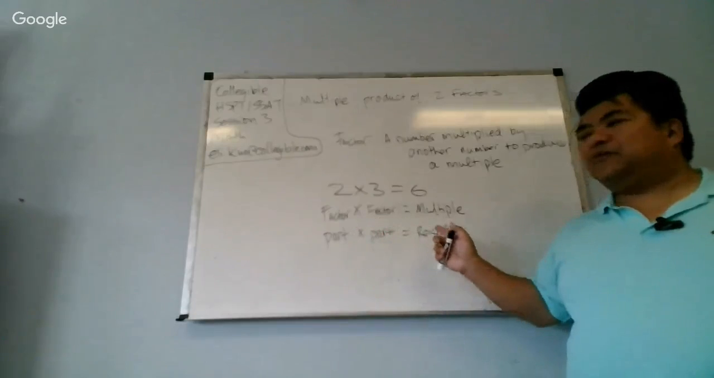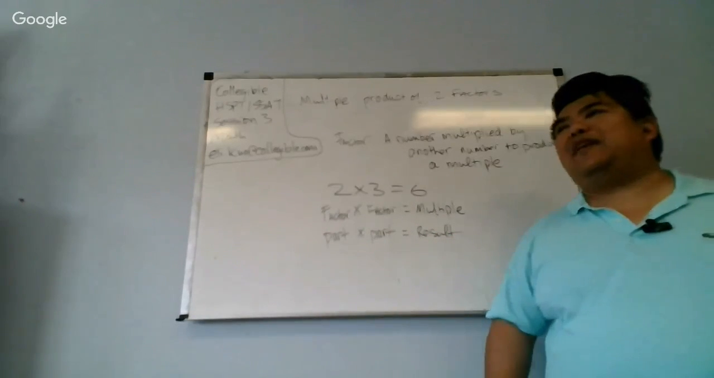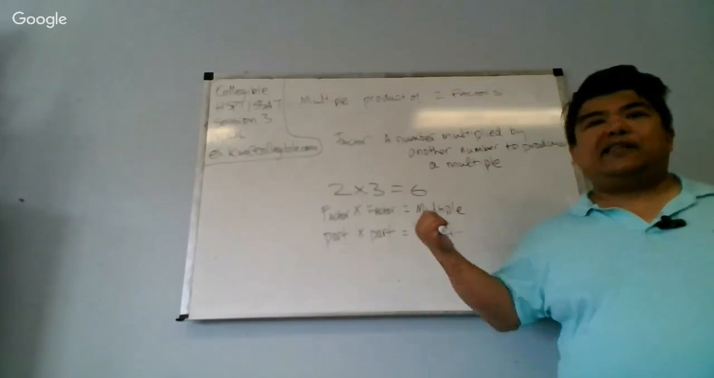Part times part equals result. That's the easiest way. I don't want to give you too weird of a comparison. I just thought of that off the top of my head. But do you guys see that there?